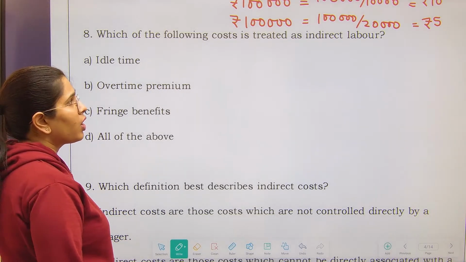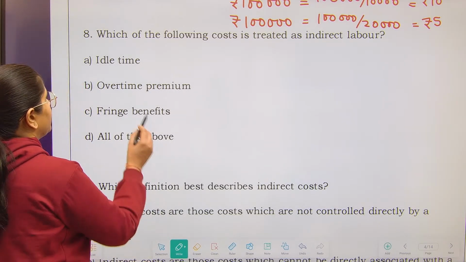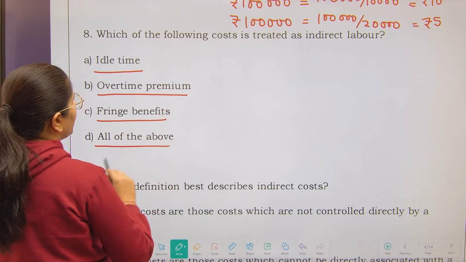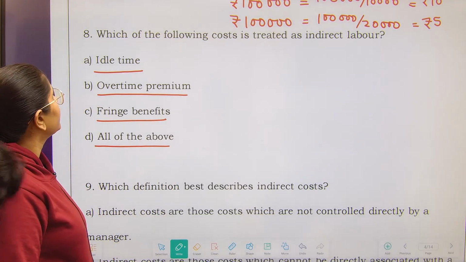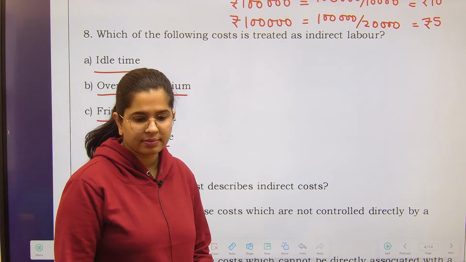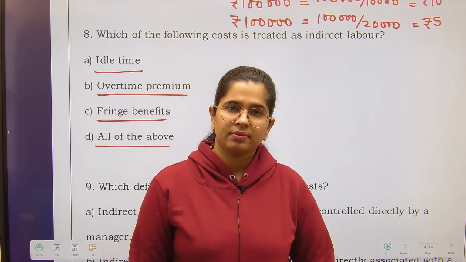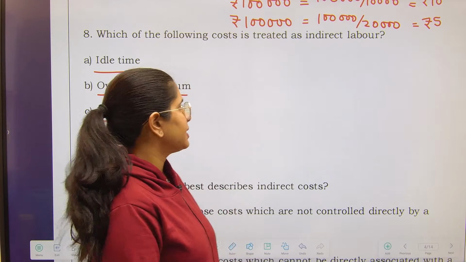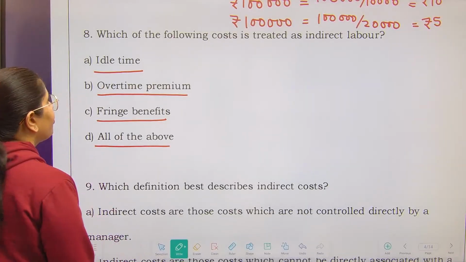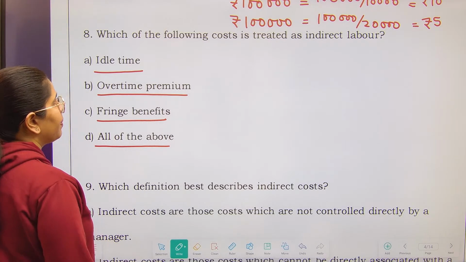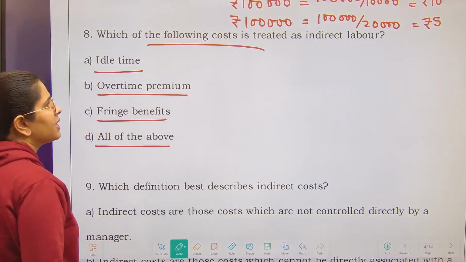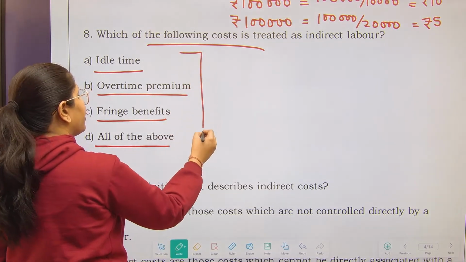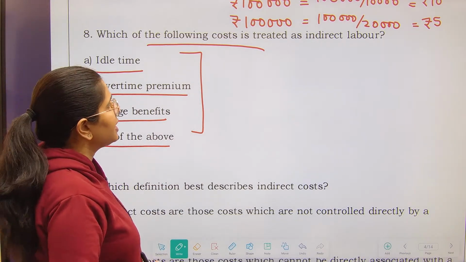Next, which of the following costs is treated as indirect labor? Idle time, overtime premium, fringe benefits, all of the above. What will be treated as an indirect labor? Tell me. Question number 8. See, in all these cases, fringe benefits, idle time, overtime premium, which of the following shall be treated as indirect labor? In this particular case, all of it can be treated as an indirect labor.